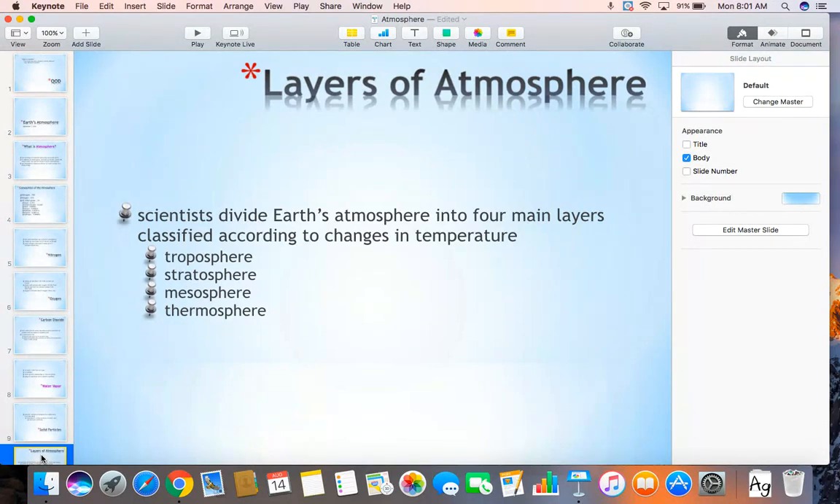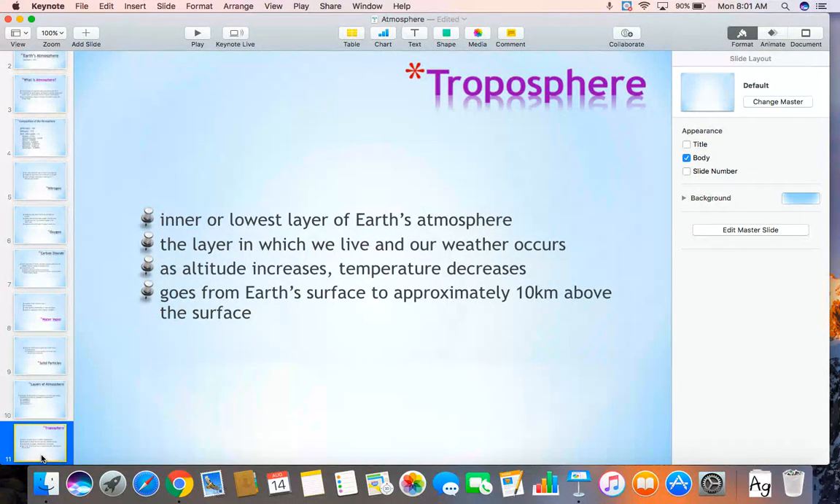And the way that you tell the difference between the layers has to do with not only their location, but the change in temperature. That's how they originally got their separation to begin with. So troposphere, this is where we live, guys. This is important. This is where we live. This is where our weather happens. As altitude increases, temperature decreases, goes from Earth's surface to approximately 10 kilometers above Earth's surface.